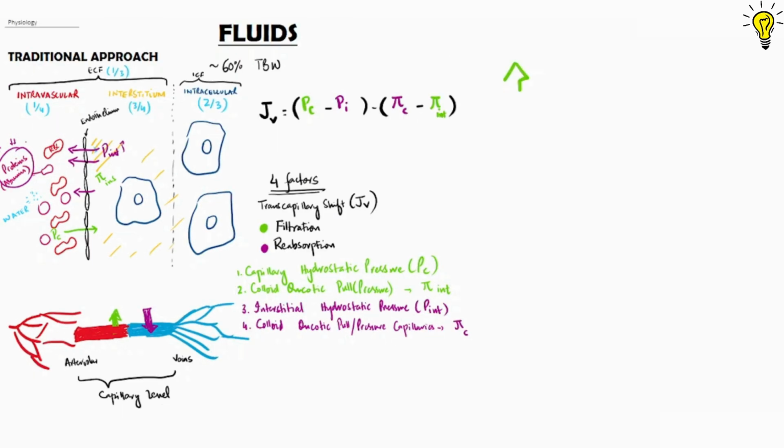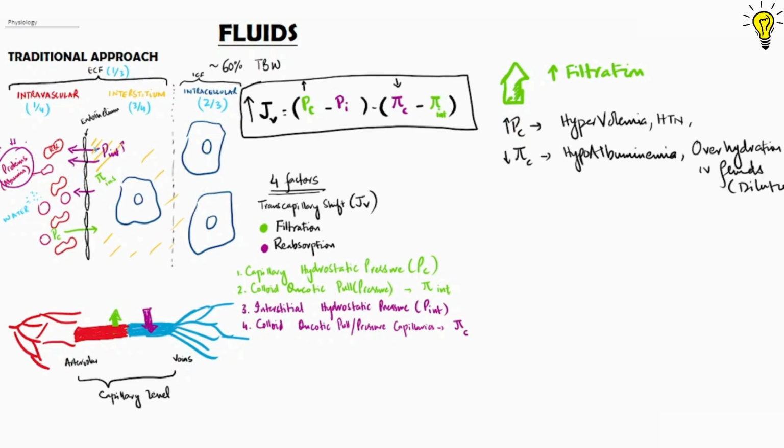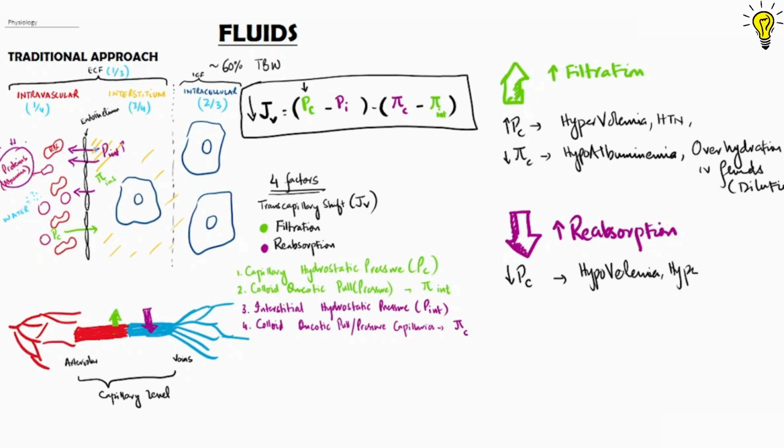In short, raising hydrostatic pressure or reducing colloid oncotic pressure of capillary will cause filtration of water from capillary to interstitium. Reduced capillary pressures, raised interstitial pressures, or raised capillary oncotic pressure will reverse the transcapillary flow and water will be reabsorbed by the capillaries.